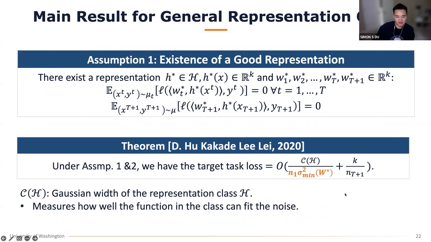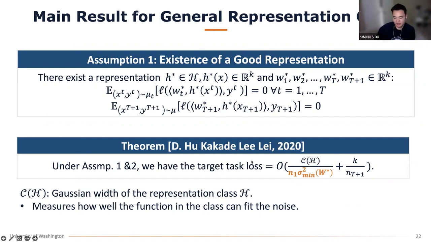So here, the denominator is the same, but the numerator, you'll just change it to some complex measure of this function class. So here we can say it's a Gaussian width of the representation function class. With Gaussian width, you can actually prove for certain, say, norm bounded neural networks. You can plug in existing analysis, especially recent analysis for neural networks, to bound the Gaussian width of those norm bounded neural networks as well.